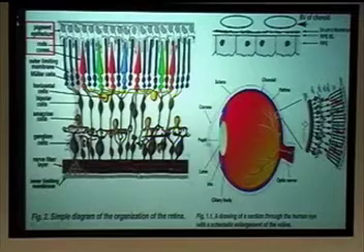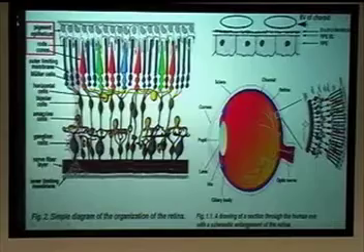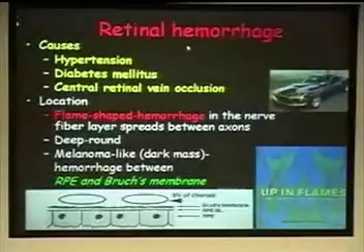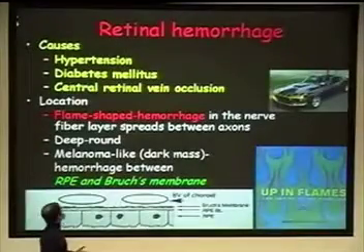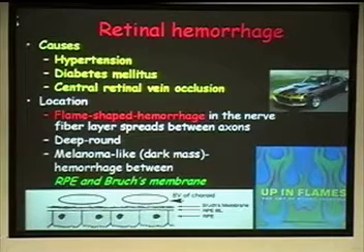So this is all anatomy. You guys should know this. But as I said, right now, be familiar with RPE and Bruch's membrane, because we will see pathology dealing with that. All right, retinal hemorrhage causes: hypertension, diabetes, and we will spend time with central retinal artery and vein occlusion and how they differ.